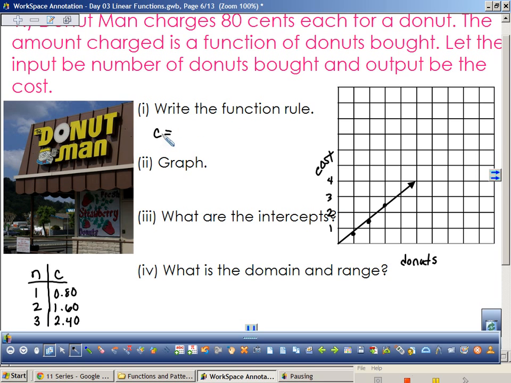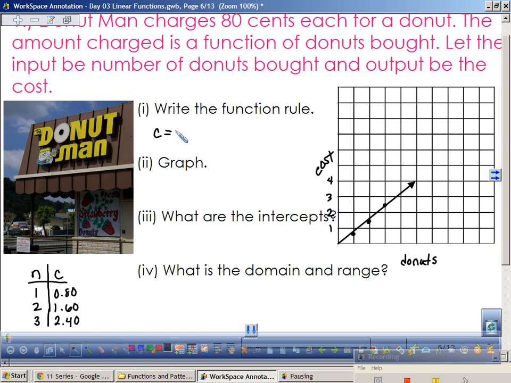Let's go back and write our function rule. So where did we start? No. We didn't look at our graph. Where did we start? 0, nothing. Do I normally write 0 when I'm writing a rule? No. So then what am I going to be going up at? What rate?